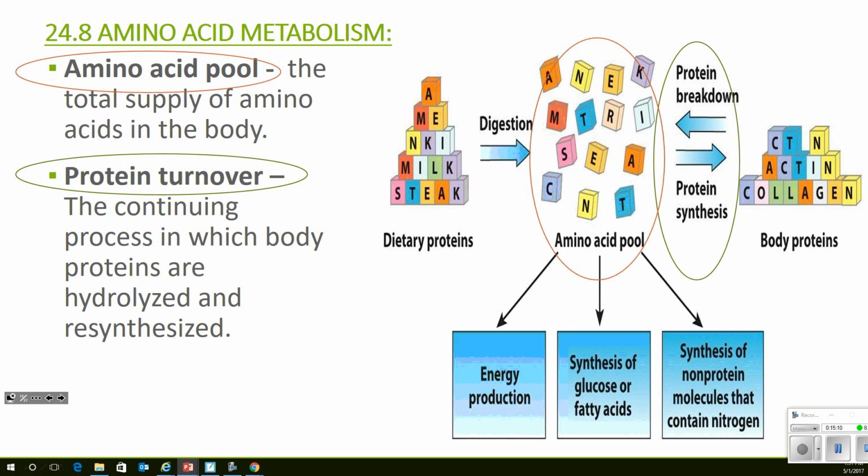Okay, so we have an amino acid pool. An amino acid pool is used to synthesize, to get energy production, to synthesize glucose or fatty acids, and to synthesize non-protein molecules that contain nitrogen. And we have what's called protein turnover. So either we are taking this pool and we're making body proteins, or we're breaking those body proteins up so we can get energy.